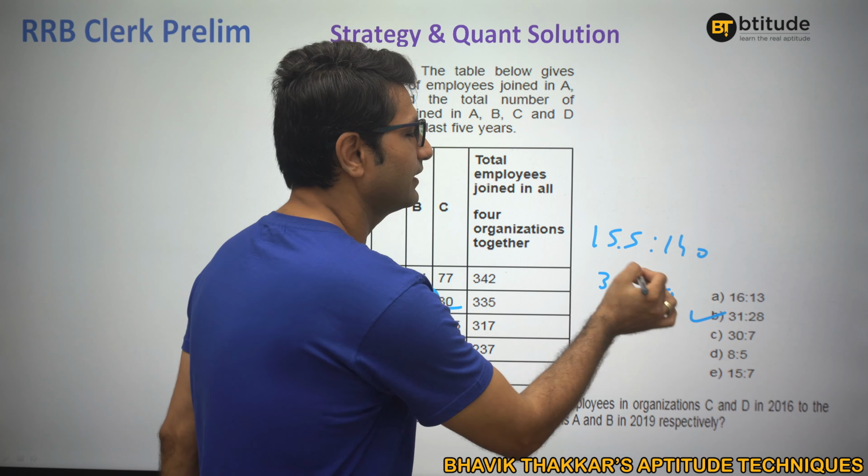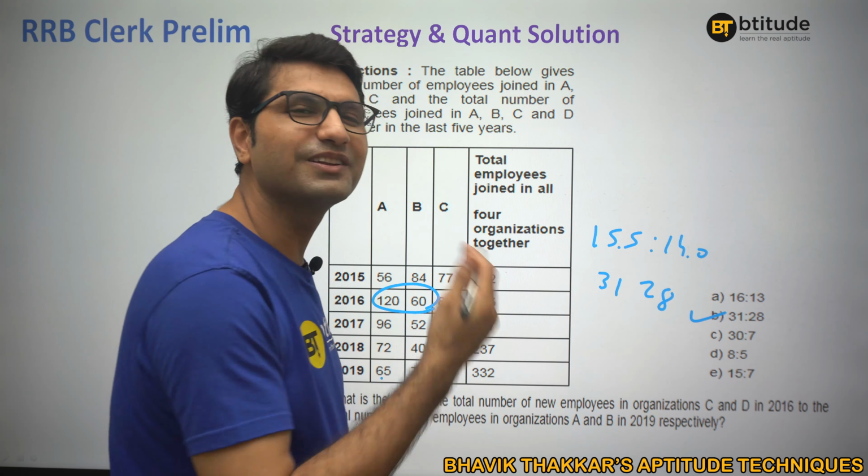How did I do it? When the numbers are divisible by 5, I always do it this way. One digit is cut and then doubled. 15.5 doubled is 31, 14 doubled is 28. Pretty easy to find out. Divide by 5, right? Alright then.